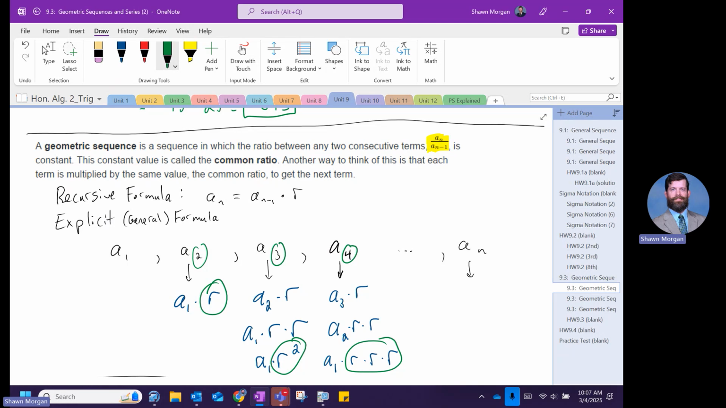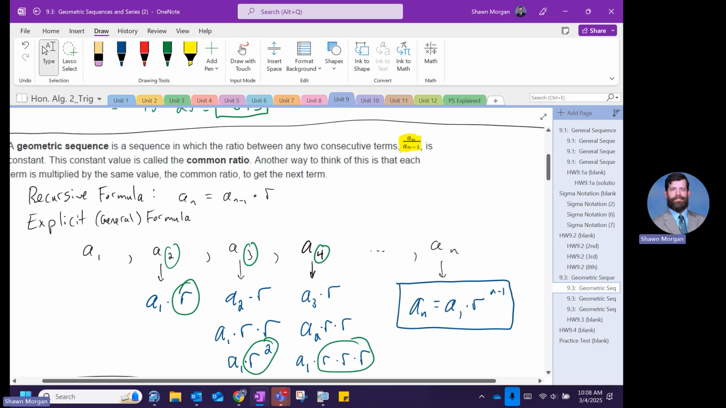So if I'm looking for the fifth term, I need how many r's? 4. If I'm looking for the sixth term, I need 5. If I'm looking for the nth term, I need n minus 1 r's. And so there's our explicit formula for a geometric sequence.